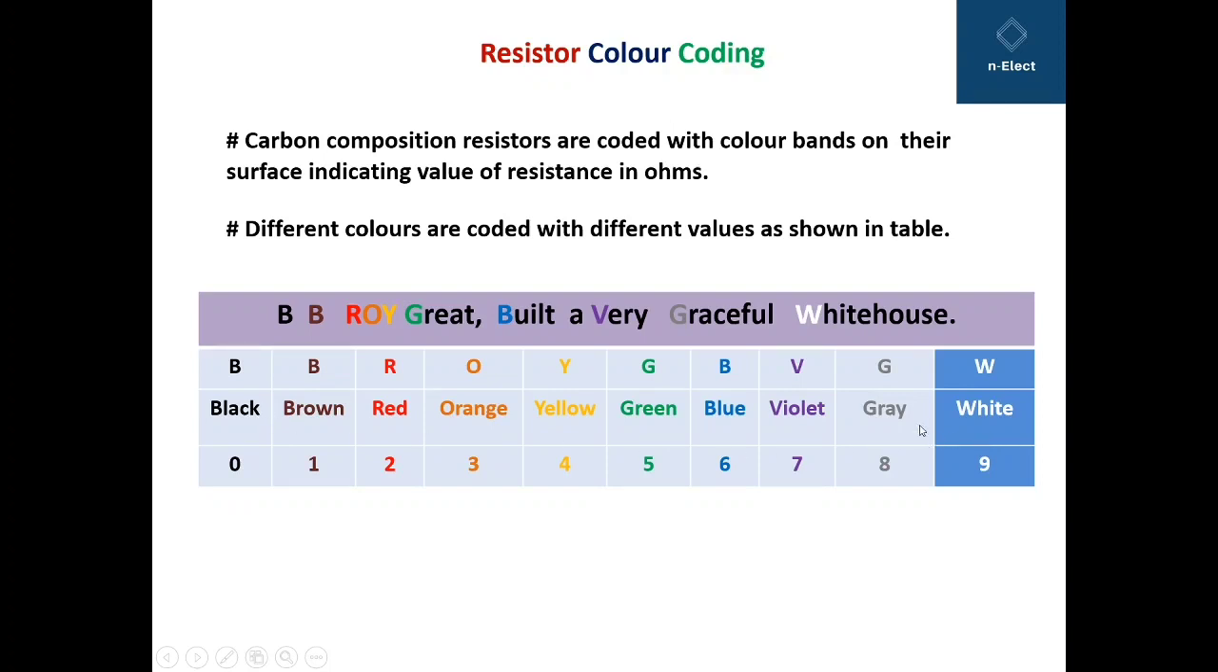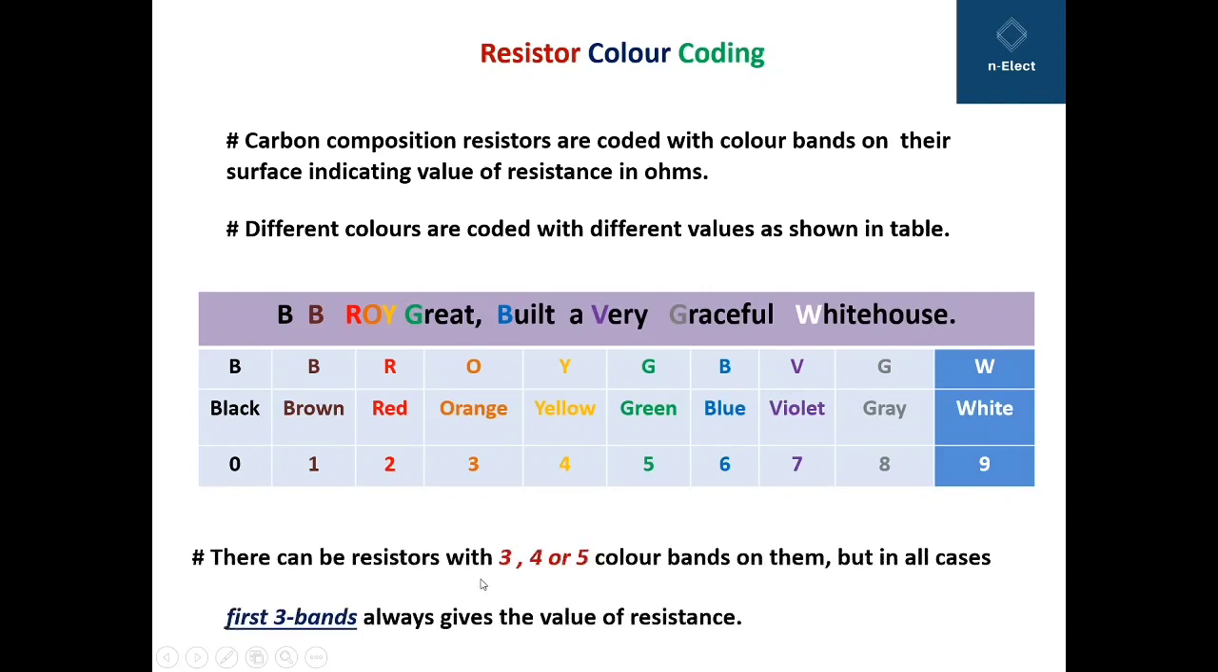All these colors appear in an order and they are allotted the numbers 0, 1, 2, 3, 4, 5, 6, 7, 8 and 9. So all the numbers from 0 to 9 are allotted to the different colors from black to white. And to remember this order, you have to keep this statement in mind.